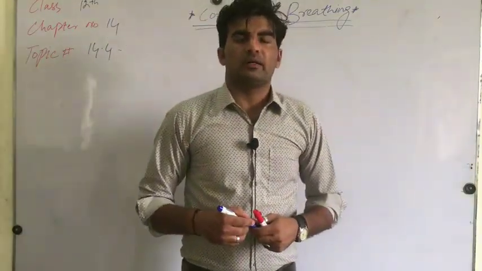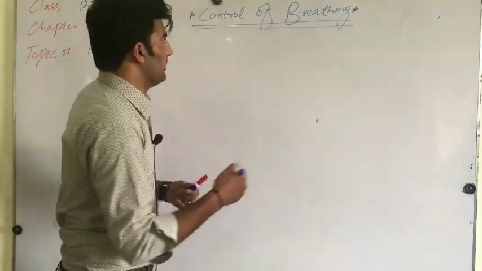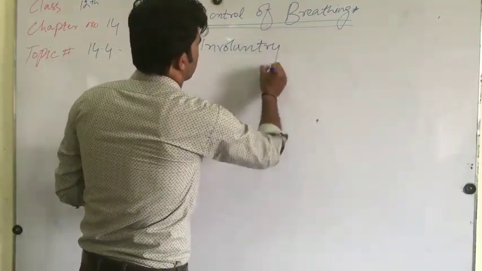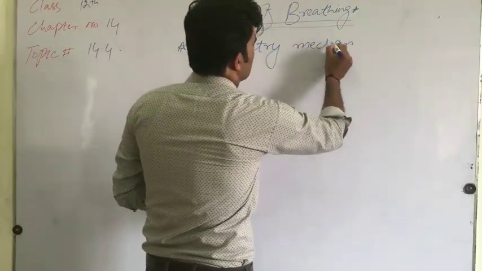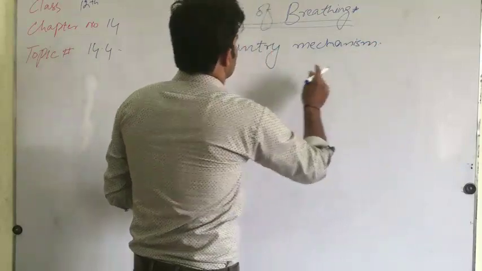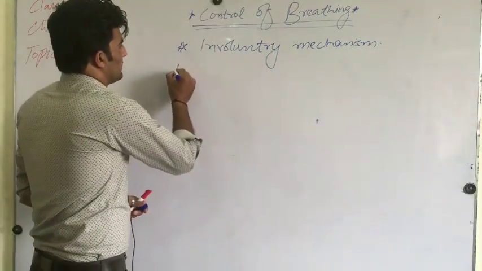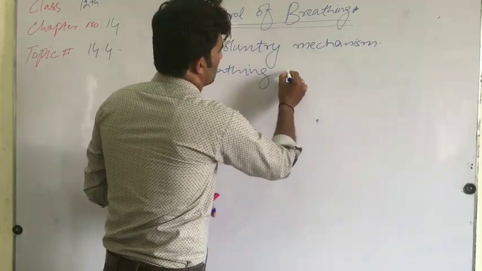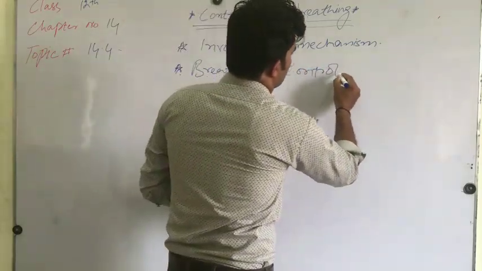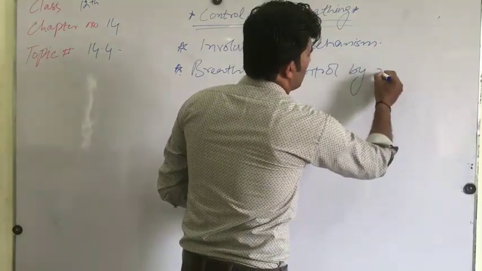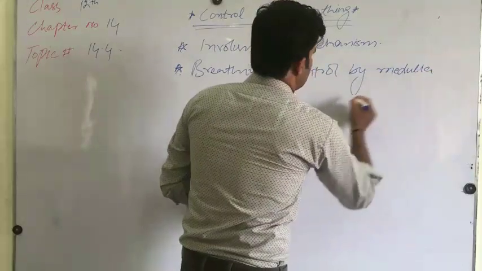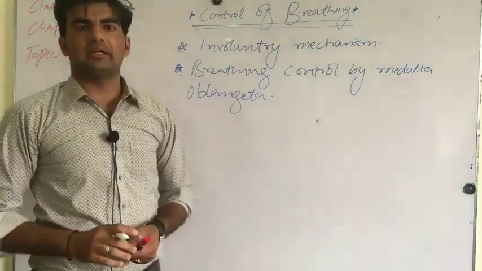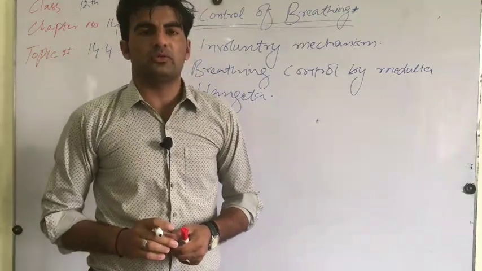So which part of the brain controls the breathing or respiration mechanism? It is involuntary, but in rare cases voluntary, and breathing is controlled by the medulla oblongata. The medulla oblongata, a part of the brain, is responsible for controlling breathing or respiration.